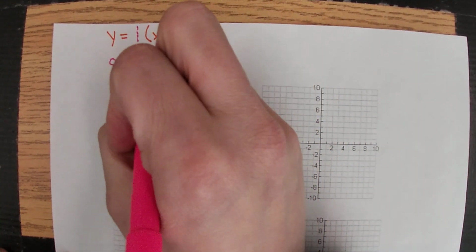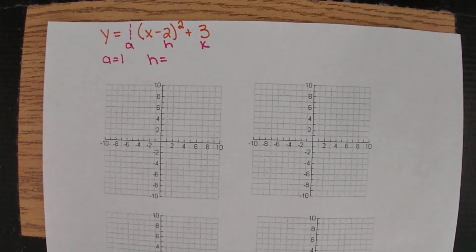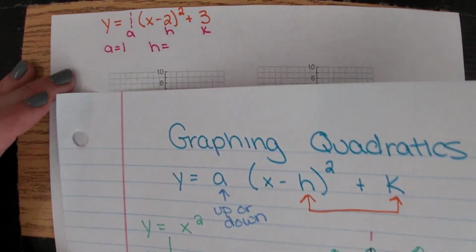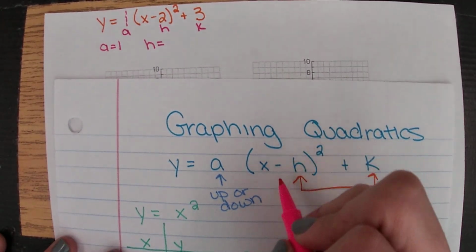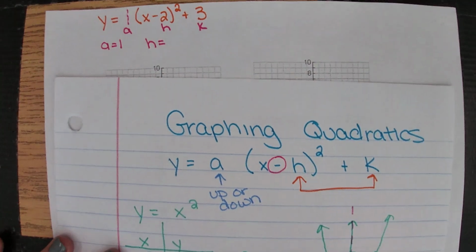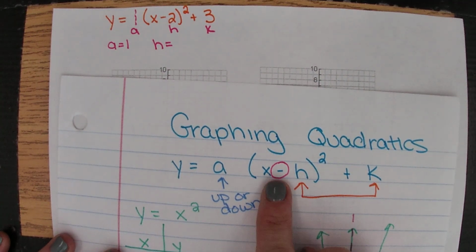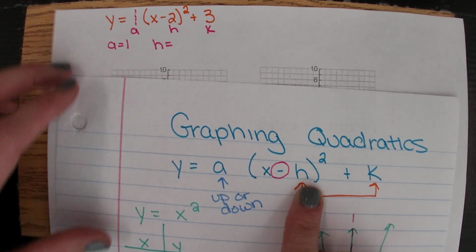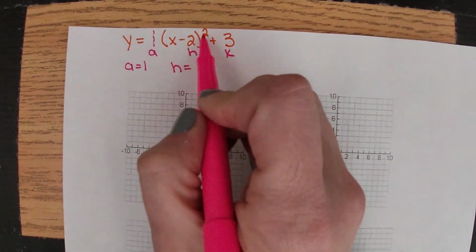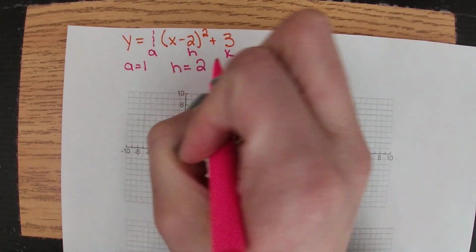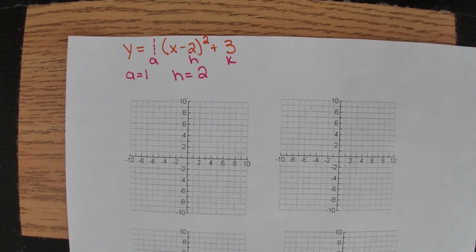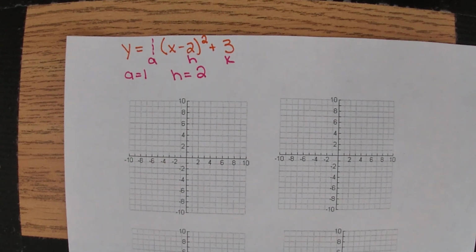Okay, h, now we have to be careful with this one. You have to remember our rules from last trimester, right? In a formula, when we have a negative sign, that also means the opposite of. So even though this looks like a negative 2, that subtraction is part of the formula, so our h value is really positive 2.